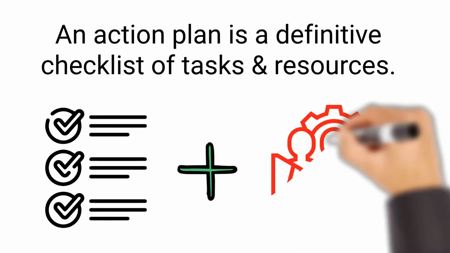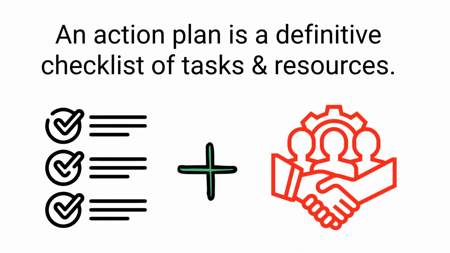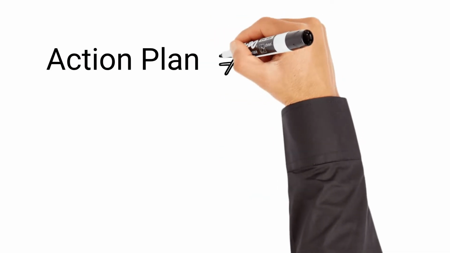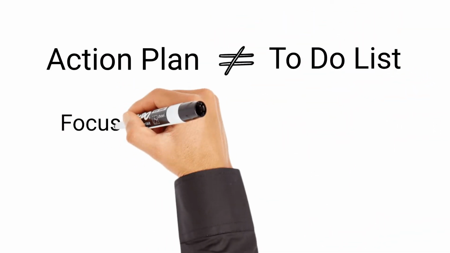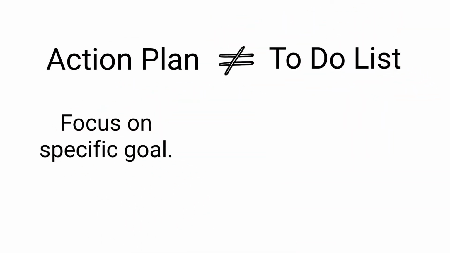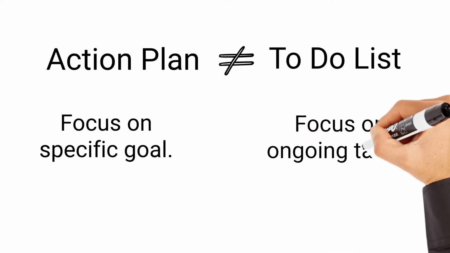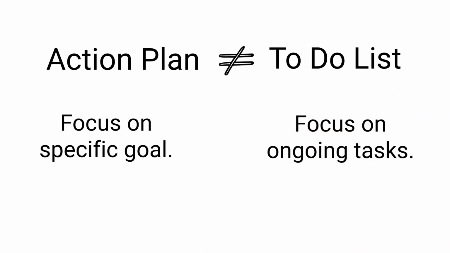An action plan is a definitive checklist of tasks and resources needed to complete a project, so that the final goals can be achieved. You can think of it as a visual countdown to the project delivery, or a list of tasks needed to achieve desired results. However, action plans are not a to-do list. Action plans focus on achieving a specific goal, whereas to-do lists are ongoing tasks for different goals and projects. Working with an action plan ensures you complete every task and requirement to meet the project objective.